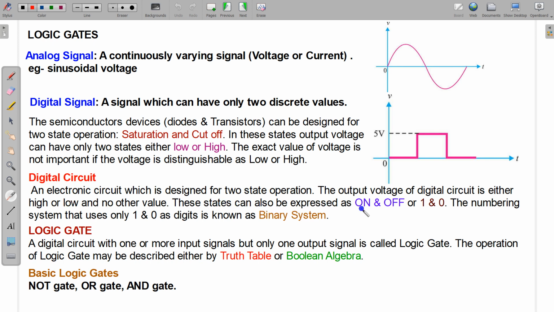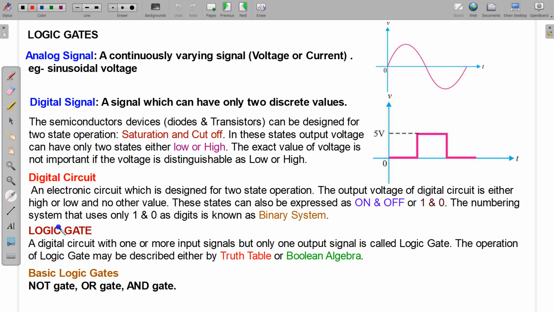These states can also be expressed as on and off. So it is operating in two states, one is on, another is off, or we can assign some digits to it. For on or high we can assign 1, for off or low we can assign 0. The numbering system that uses only 1 and 0 as digits is known as the binary system. So in the binary system we use only two digits, 1 and 0.